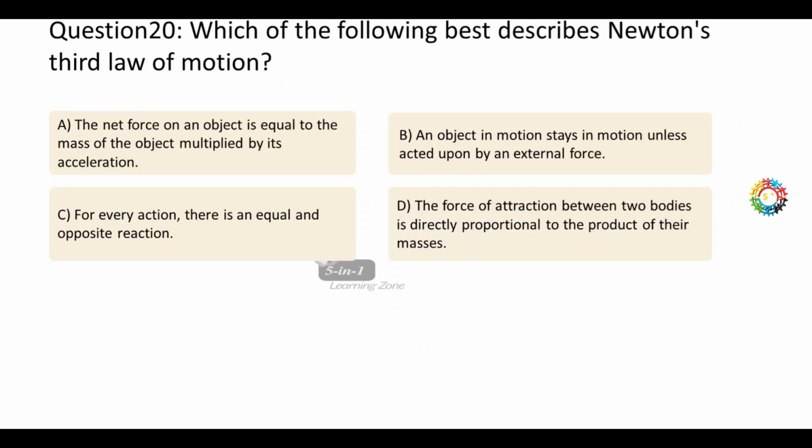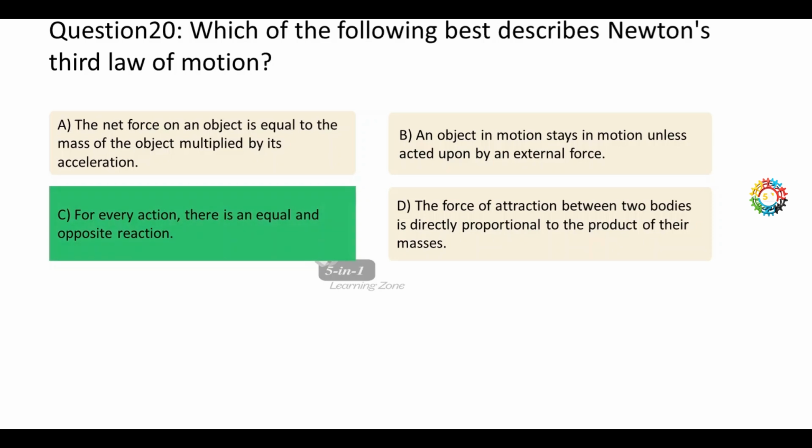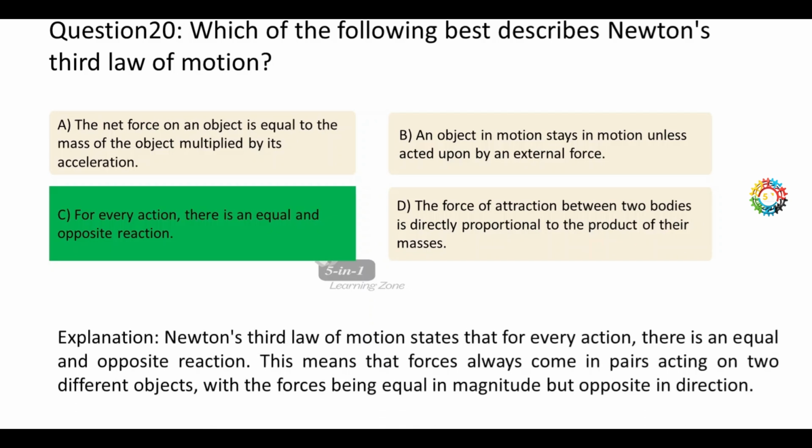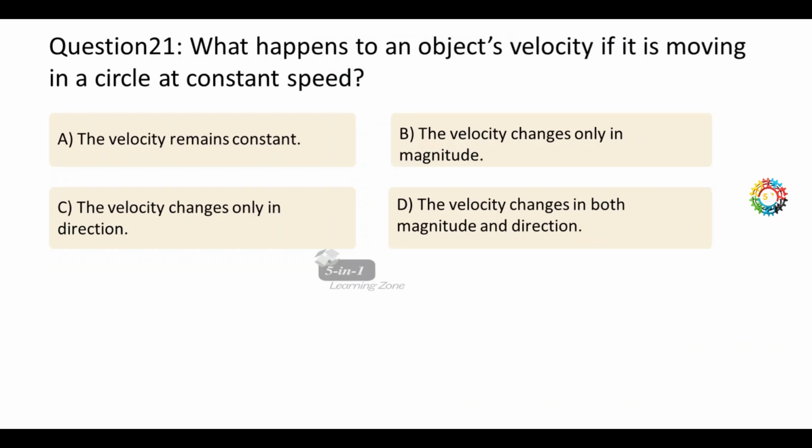Question 20. Which of the following best describes Newton's third law of motion? Answer C. For every action, there is an equal and opposite reaction. Explanation. Newton's third law of motion states that for every action, there is an equal and opposite reaction. This means that forces always come in pairs acting on two different objects, with the forces being equal in magnitude but opposite in direction.